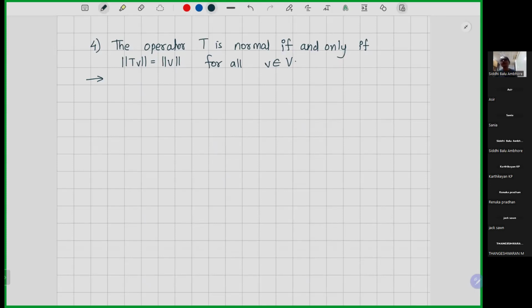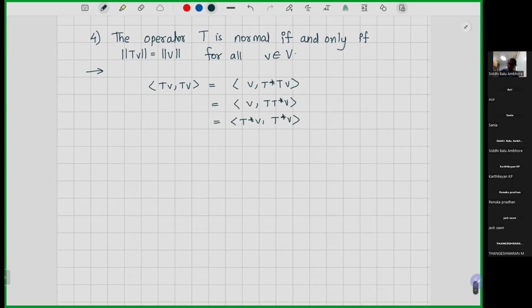Inner product of TV comma TV is equal to the inner product of V comma T star T V. T is normal, yes. So V comma T T star V, and then we get this.